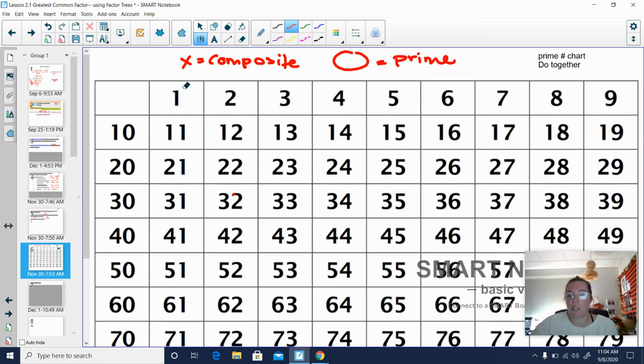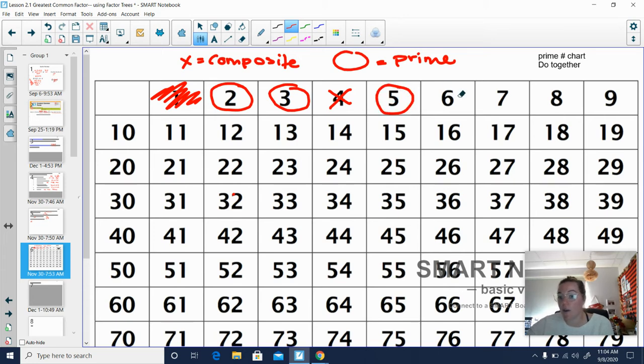So first off, we just learned 1 is neither prime nor composite, so I'm just going to scratch that out. Okay, 2, the only numbers that go into 2 are 1 times 2, so that is a prime number. Same with 3, 1 times 3. Now 4 can be divisible by 2, so it's actually a composite number. 5, 1 times 5, that's it, so it's prime.